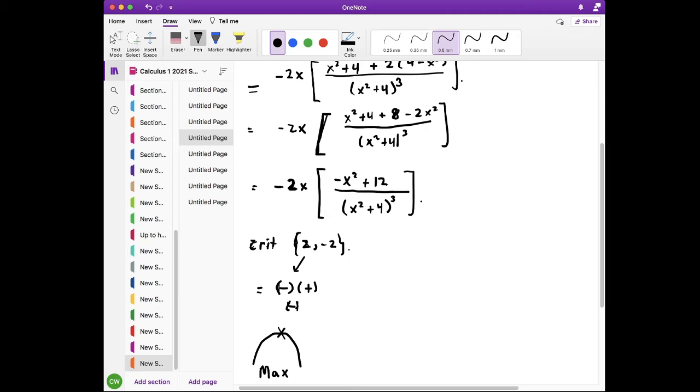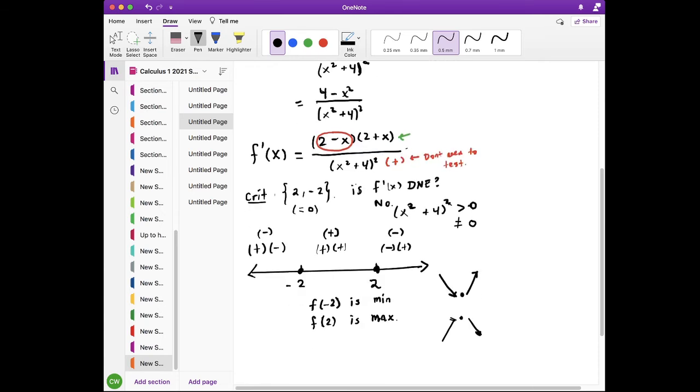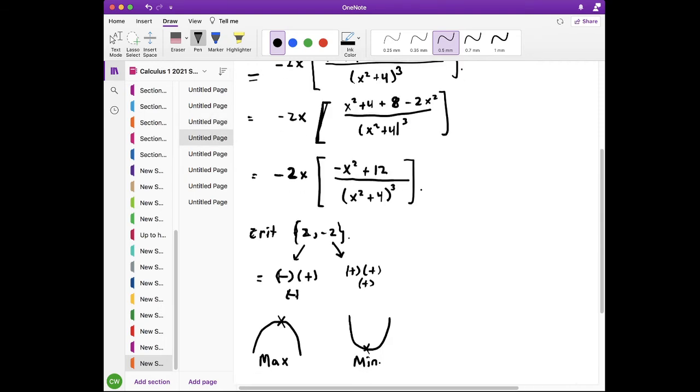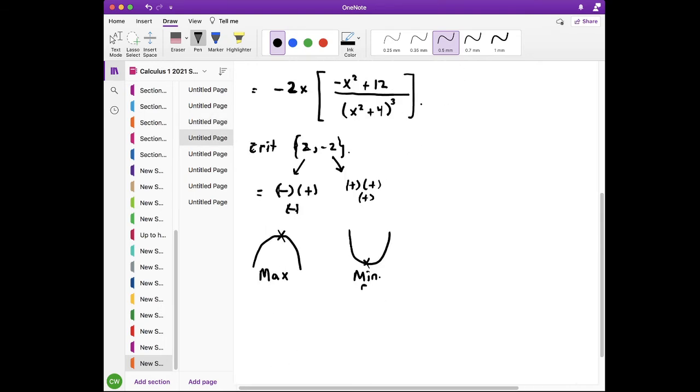Now let's plug in negative 2. When you plug in negative 2, the first factor becomes positive. When we plug it in here, it's also positive. So it's a min. All right, is that what we had before? Does it agree with the first derivative test? f of negative 2 is a min and f of 2 is a max. Yes. All right, so questions on the first derivative test?